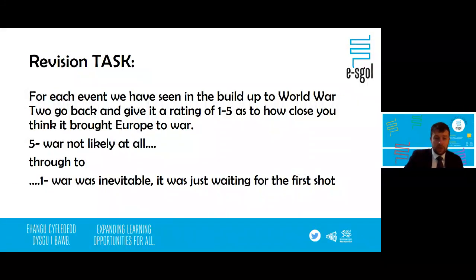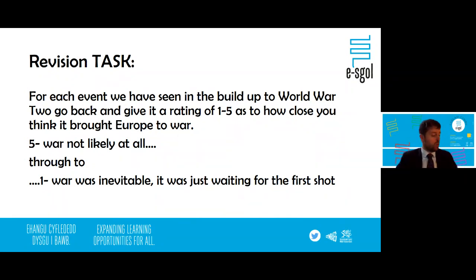So the last revision task that I suggested was this. For each event in the build-up to World War II, to go and give it a rating of 1 to 5 as to how close you thought it brought Europe to war. 5 being not likely at all, through to 1, which was war was inevitable and it was just waiting for that first shot to be fired. So we saw in that video a whole selection, a whole different series of events that was building up to war.